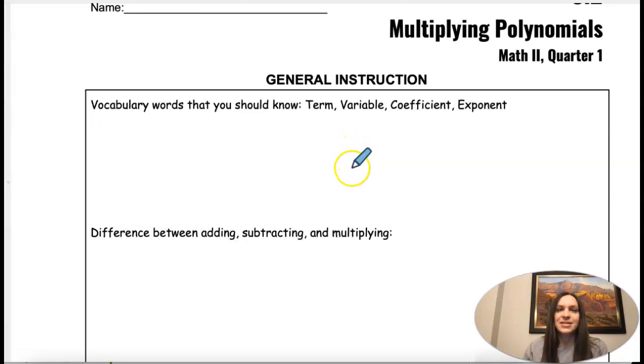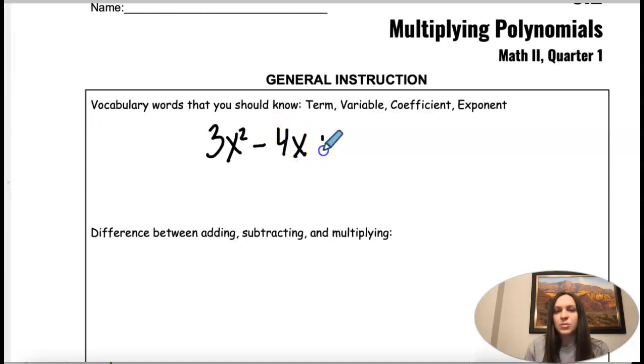So in this section, we're gonna multiply polynomials, and these are words that you're just gonna see a lot and hear a lot when we multiply. We talk about terms, variables, coefficients, and exponents. So I'm just gonna write an expression without an equal sign. Let's say I have 3x squared minus 4x plus 6.